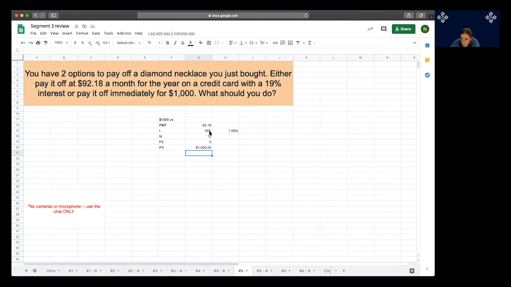Is this assuming you can get a 19% return on the money you don't spend if you go with the monthly plan? 19% return on the money you don't spend. I'm not really sure what you mean by that.